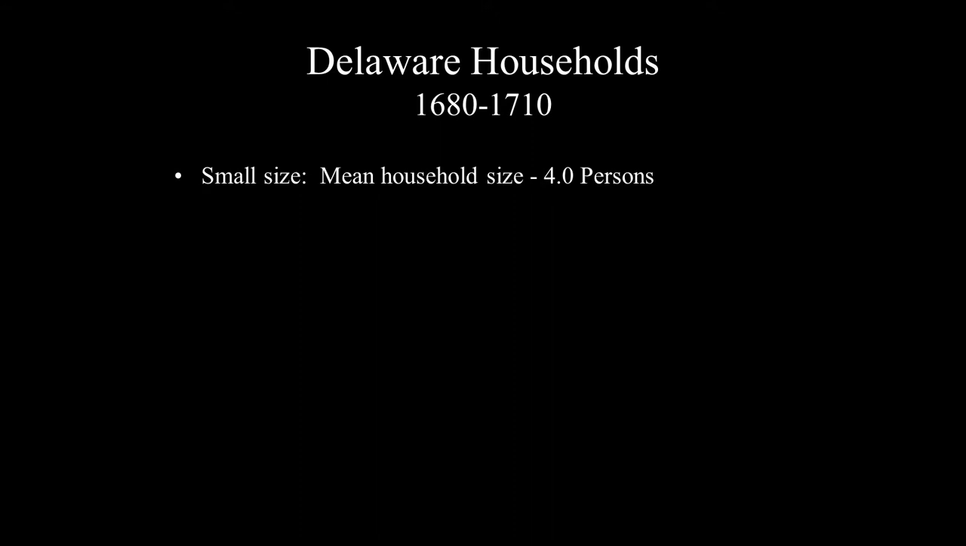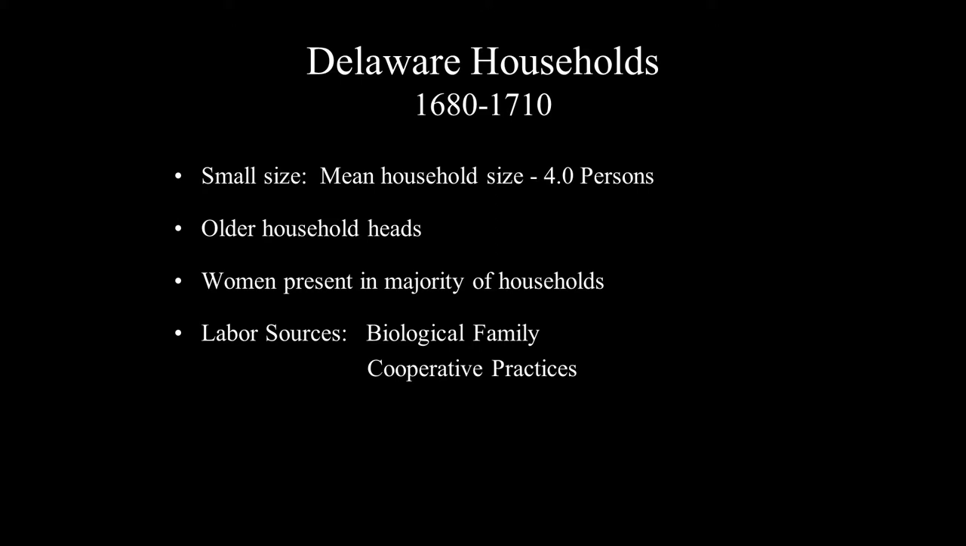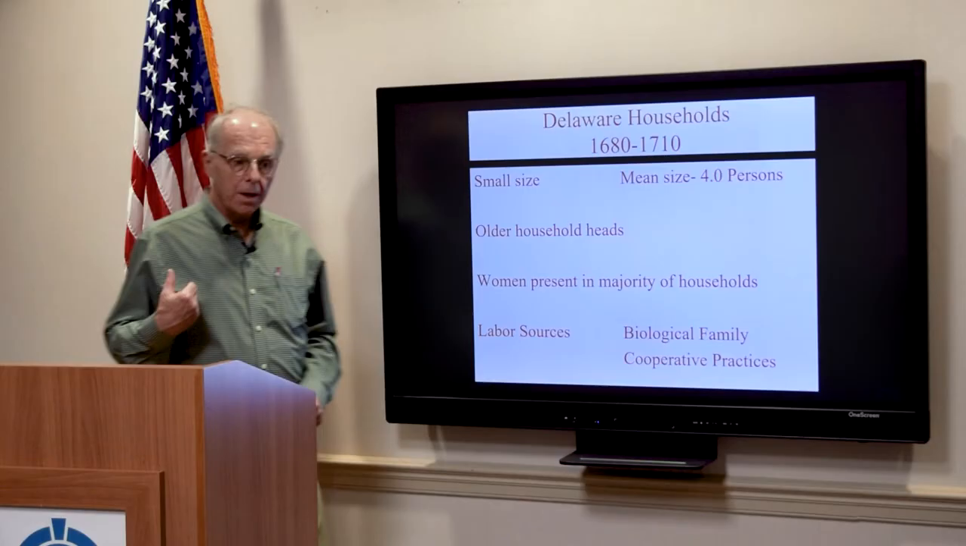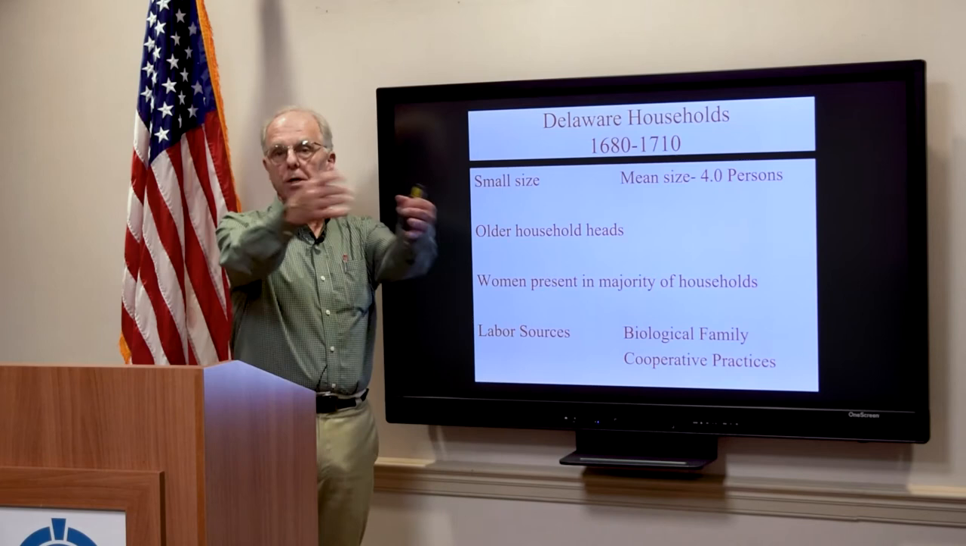So what about households? Again, it's a similar kind of pattern, very small. Mean size is about four people. It's usually about double, sometimes a little bit bigger, in the Chesapeake. Household heads are generally older, not surprising given what we've just talked about. Again, women are present. And labor source, which we're getting ready to talk about, is the biological family. In other words, the family itself or cooperative practices. We know from other records that when it came time to bring crops in, frequently farmers would get together and help one another. So somebody would come help you get your crop in, and then you would go and help get theirs in.